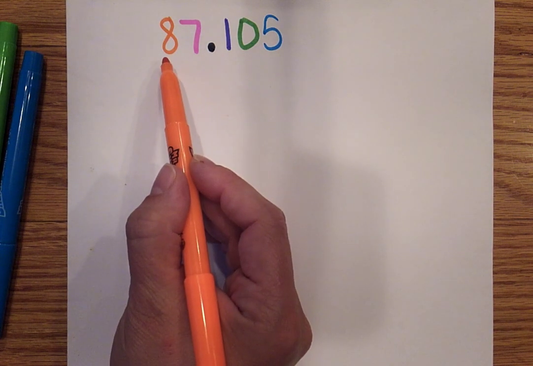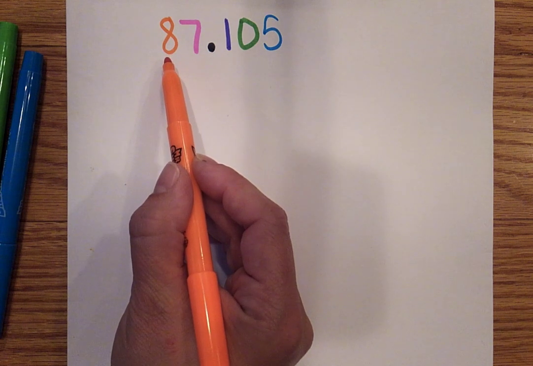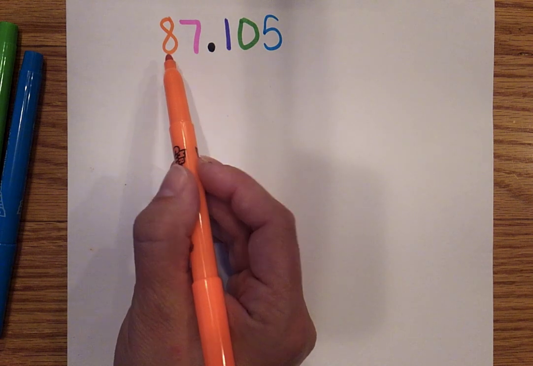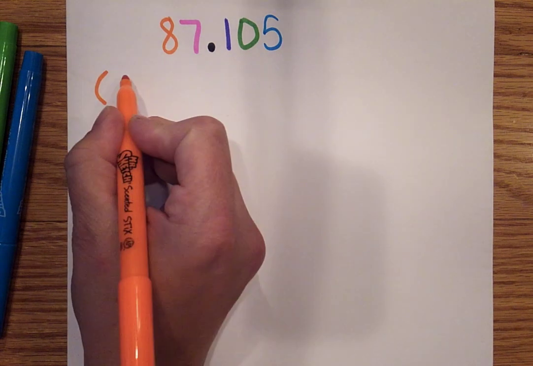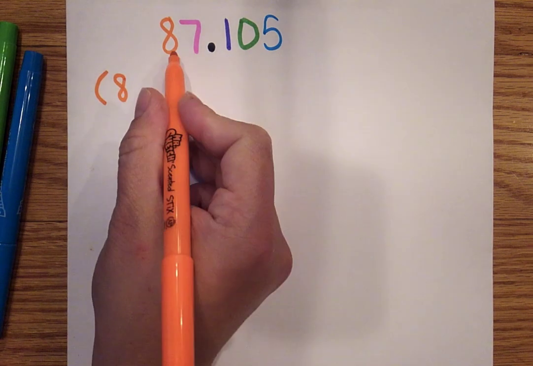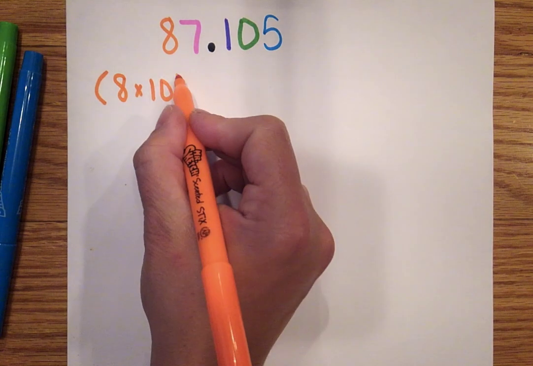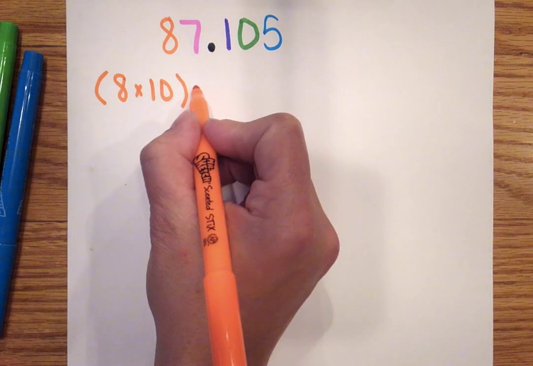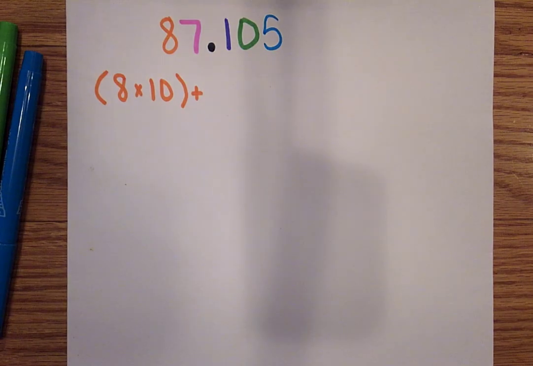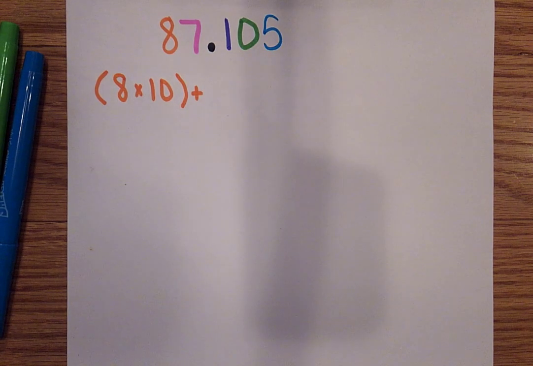So I'm going to start with the 8. The 8 is in the tens place. It is a whole number. So I'm going to open my parentheses and I'm going to write 8, that's the digit, times 10 because that is the place it is in. And I'm going to close my parentheses and then I'm going to put a plus sign because I'm going to add that to the next digit.